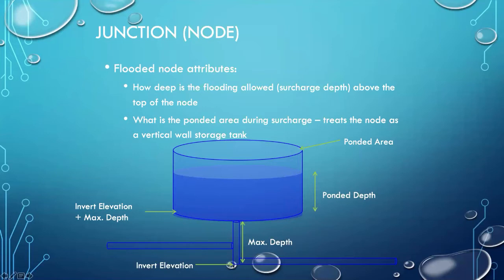Additionally, in the diagram, we have the invert elevation at the bottom, and here we have an exit pipe and an entrance pipe, and the entrance one is offset relative to the exit.